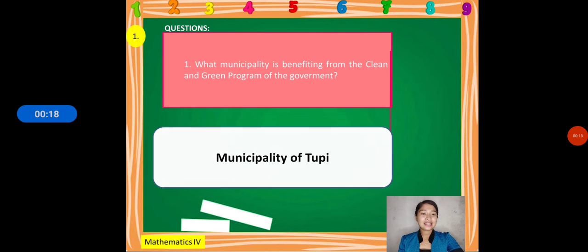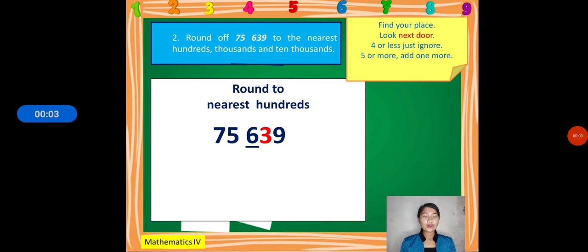Okay, it is Municipality of Tupi. Okay, now number 2. Round off 75,639 to the nearest hundreds, thousands, and 10,000s.